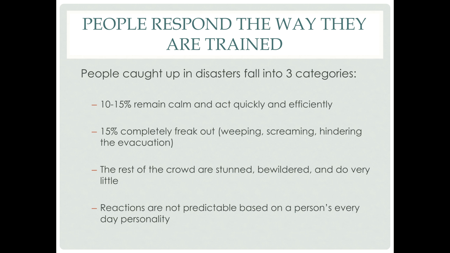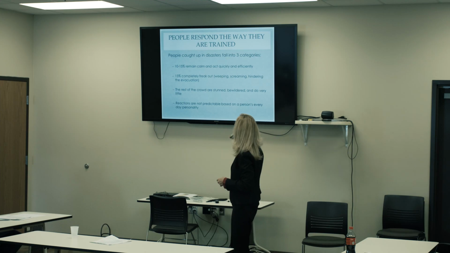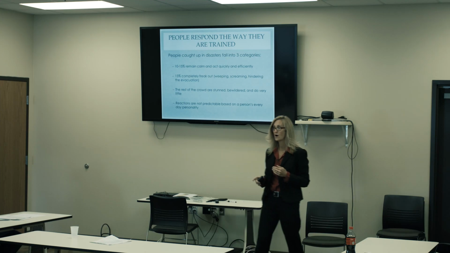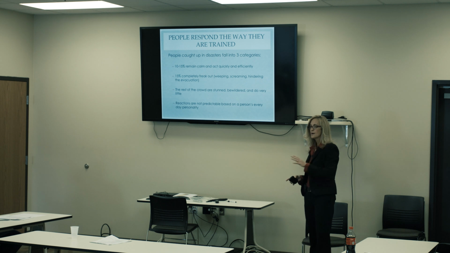So what we found out is that people fall in one of these 3 categories. And it's interesting because reactions are not predictable based on a person's everyday personality. How many of you know people that are really, really calm? Some people are very black and white. How well do you think they do in a situation or an incident that may not be black and white? That's a little bit gray. That's a lot of chaos. Do you think they would function well? No. So what we do know is that personality doesn't dictate how we always will respond, our day-to-day personality.